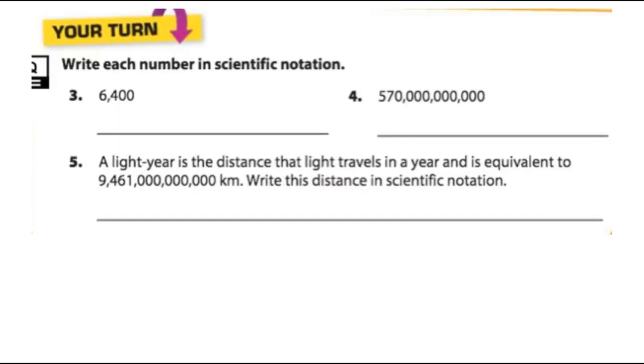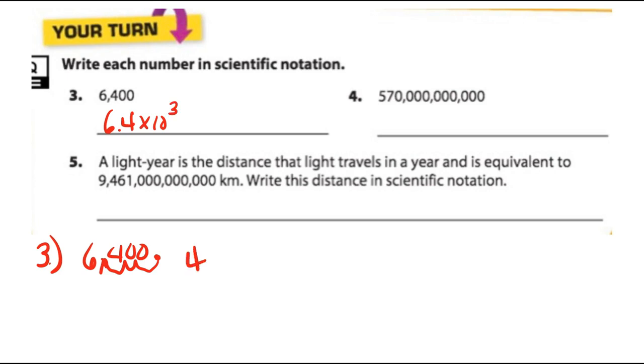Okay, so let's take a look at some problems. Number 3. We have the number 6,400. My decimal point starts at the end. I go back 1, 2, 3. Now I'm at a point where I'm at 6.4, which is larger than 1 but less than 10. So I write 6.4 times 10. And I move my decimal point 1, 2, 3 places, so it's times 10 to the 3rd.